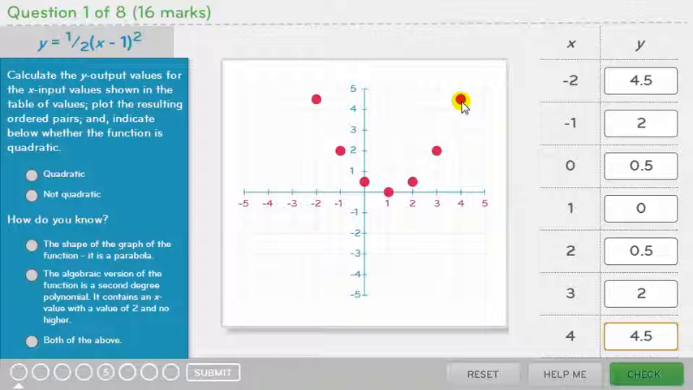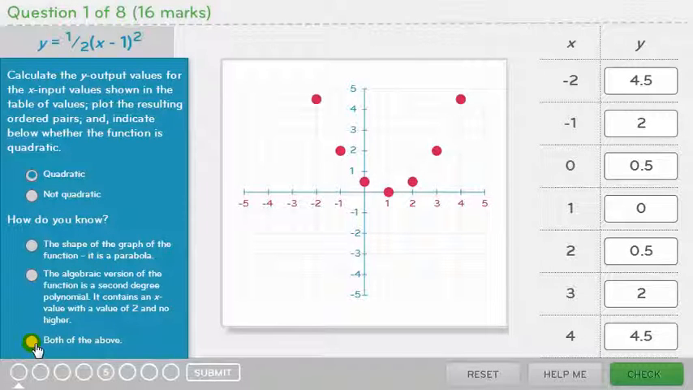Perfect. So we can see that this function forms a parabola, and therefore we can tell that this must be a quadratic function. We also know that it's a quadratic function because the highest power on x is a 2. So this function is quadratic. The shape of the graph is definitely a parabola, and the algebraic version of the function is definitely a power of 2. The highest power on x is definitely 2.